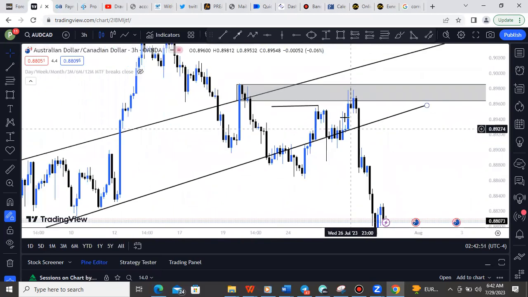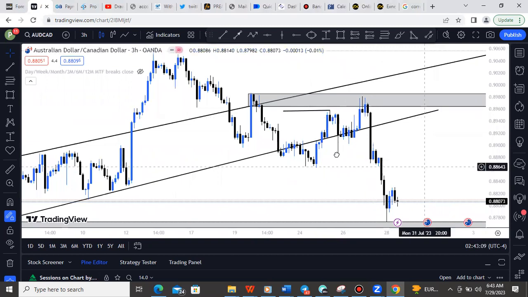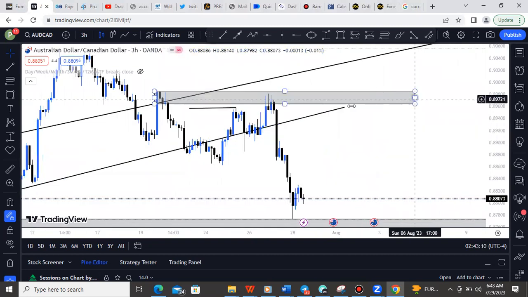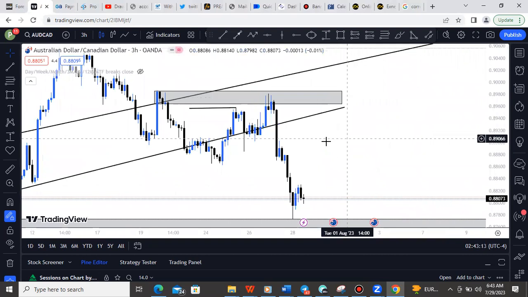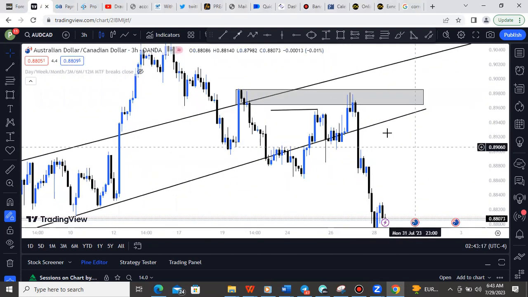This was the rejections. So when price got to this zone, clearly we started seeing the rejections, and then here is the main fall. So this is just how we were able to pull 185 pips on AUDCAD. It's very simple. You understand me?